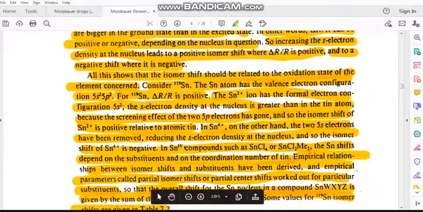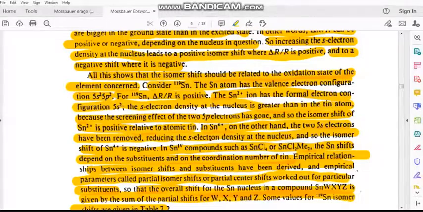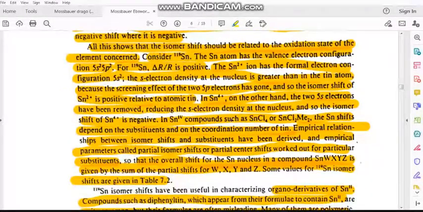Examples of tin 4 plus compounds are SnCl4 or SnCl2Me2. Okay, the tin shift depends on the substituent again.